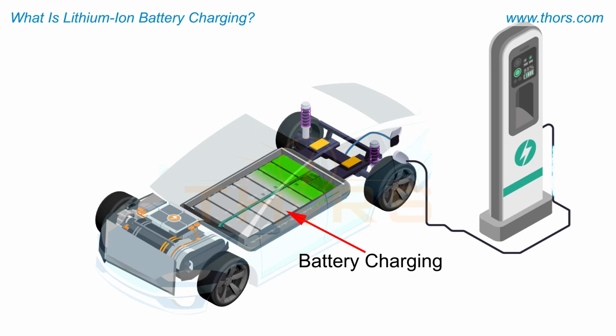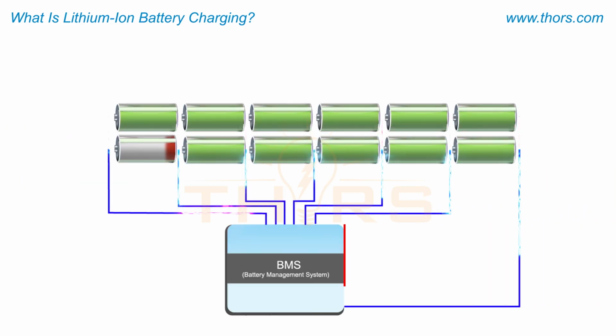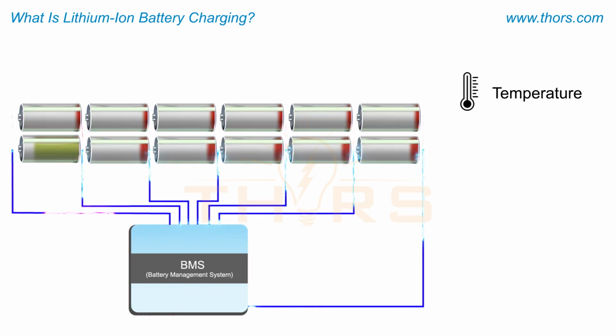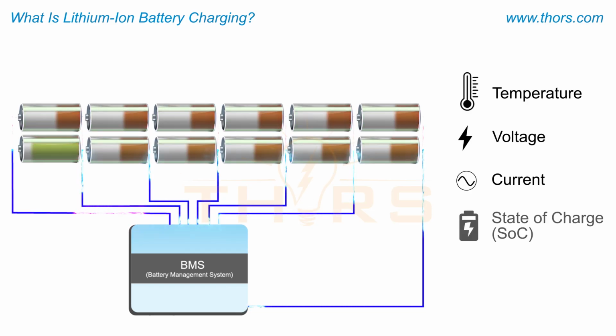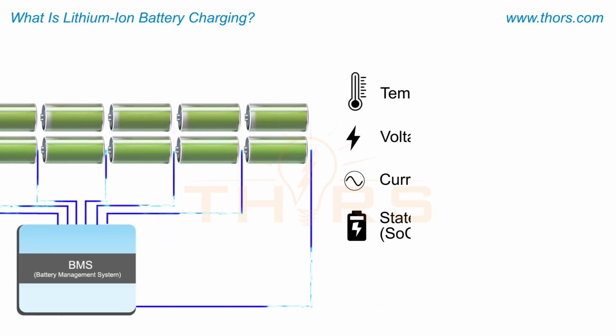Typically, the battery cells in a battery pack do not charge and discharge simultaneously or uniformly. Therefore, a battery management system, or BMS, is utilized for uniformly and efficiently charging and discharging the battery cells. The BMS monitors the temperature and other battery parameters such as the voltage, current, and state of charge, or SOC, and uses this information to uniformly charge the battery cells.